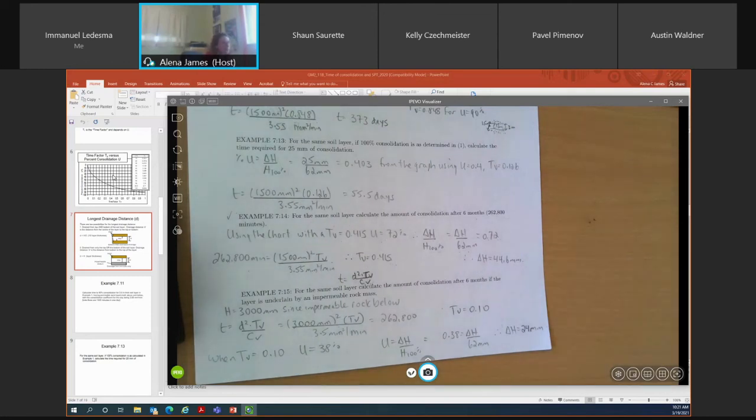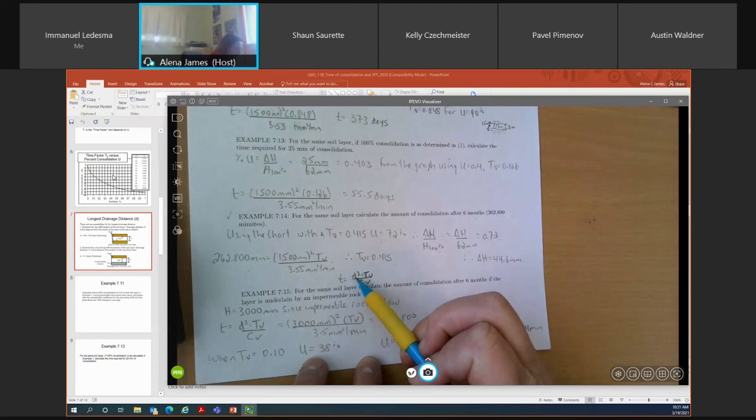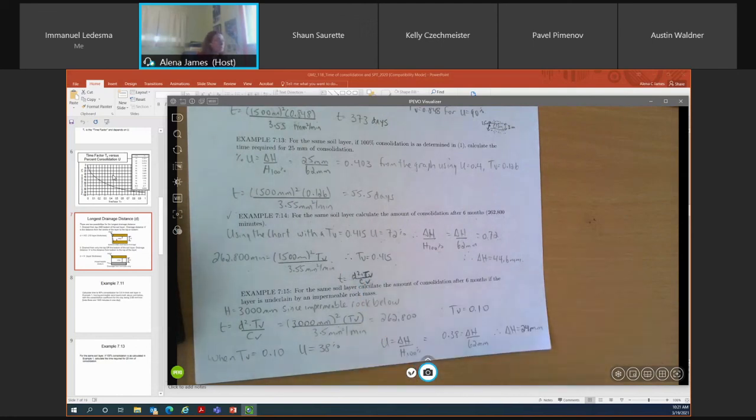So what I like to do is I like to write out the equation and figure out what my unknowns are. So I know our equation T is equal to D squared times TV over CV. I know what my D value is because it's the same soil layer. So it's drained above and below. So I know my D value is equal to H over 2. So I know my D value is equal to 1,500 millimeters. I know my CV value is 3.55 millimeters squared per minute because it's the same soil. And I know the time is 262,800 minutes. So the only unknown I have in this problem is my TV value. So I will go through and I'll solve for my TV value. And if I plug and chug through, I know that my TV value is equal to 0.415.